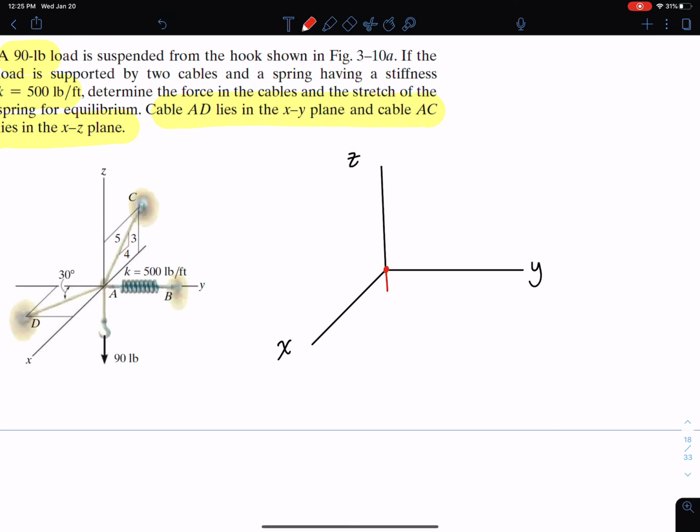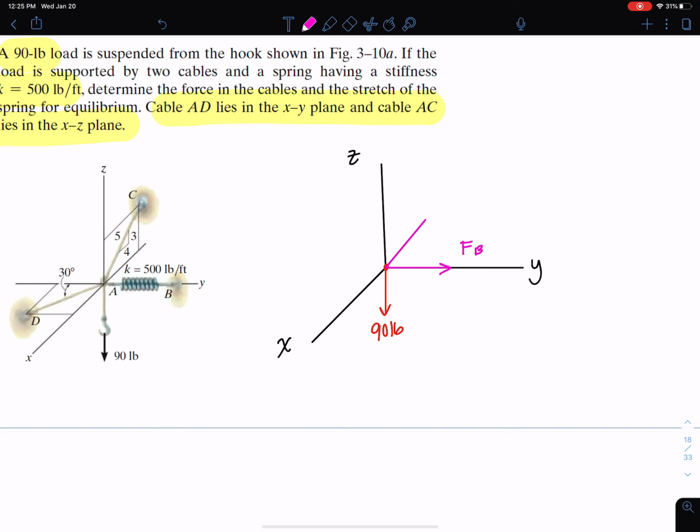Here we have the center, and we have that 90-pound weight that's being pulled. And then we have the spring force, which is directly along the y-axis here. So I'm just going to call this F in the B direction. And then we have this force FC, which is directly in the XZ plane. It's kind of difficult to draw it like that. It's going in this direction, but it's really only in the XZ plane. So I'm going to call this FC, and then in parentheses put XZ so that I know that's actually just in that XZ plane.